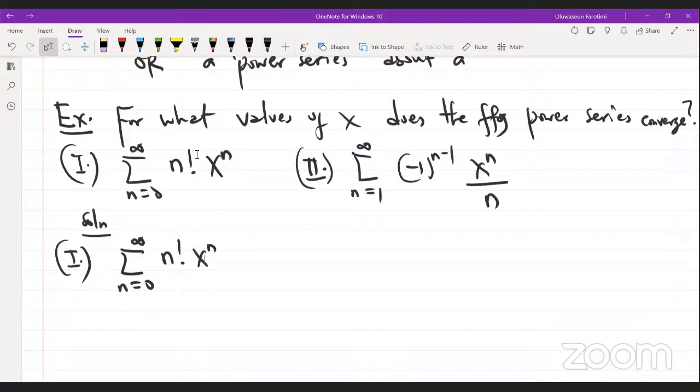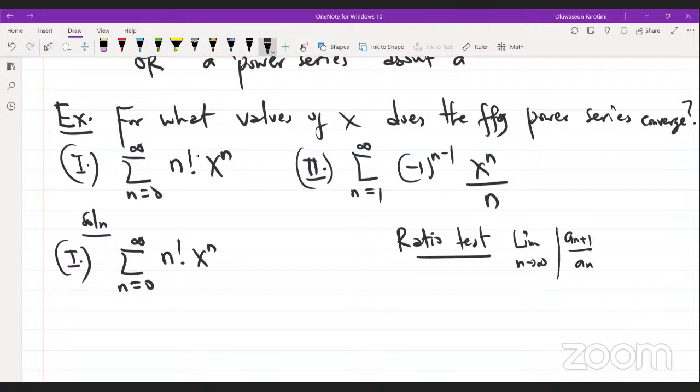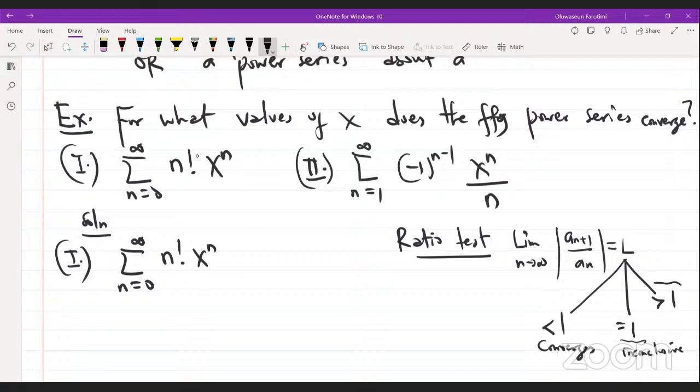Ratio test. Can I remind you guys about the ratio test? The limit as n goes large of a sub n plus 1 over a sub n equals L. This L can be three different things. It can be less than 1. This L can be equal to 1. And this L can be greater than 1. When it is less than 1, what happens? It converges. When it is equal to 1, what happens? Inconclusive. When it is bigger than 1, what happens? Diverges. So yeah, I need my ratio test.